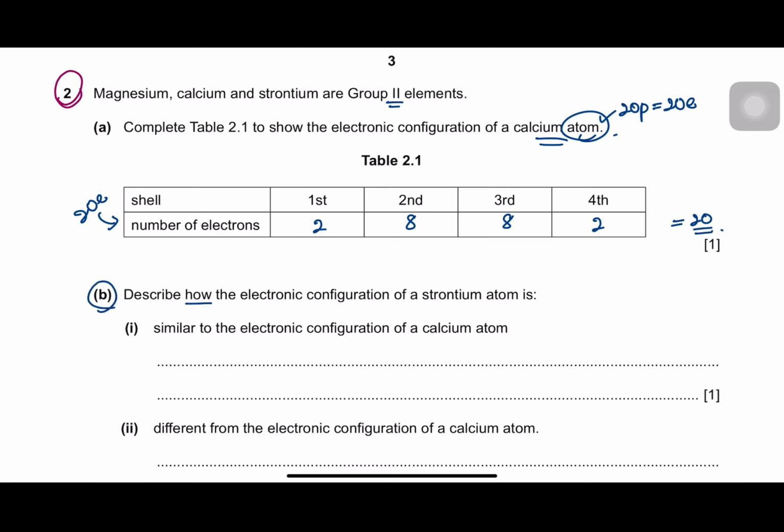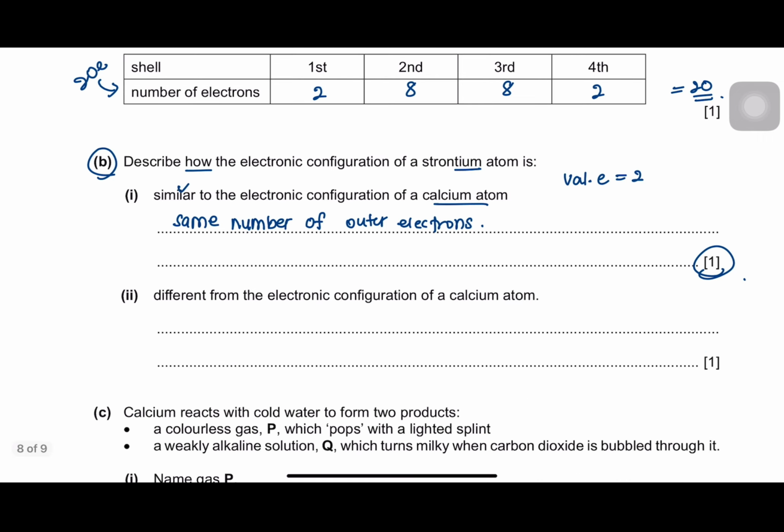Question B. Describe how the electronic configuration of strontium atom is similar to the electronic configuration of calcium atom. Now, since they are both placed in group 2, this means that they both have the same valence electrons, that is 2. You could say same number of outer electrons or valence electrons, you would still get a complete 1 mark. Question 2. How is strontium atom different from the electron configuration of calcium atom?